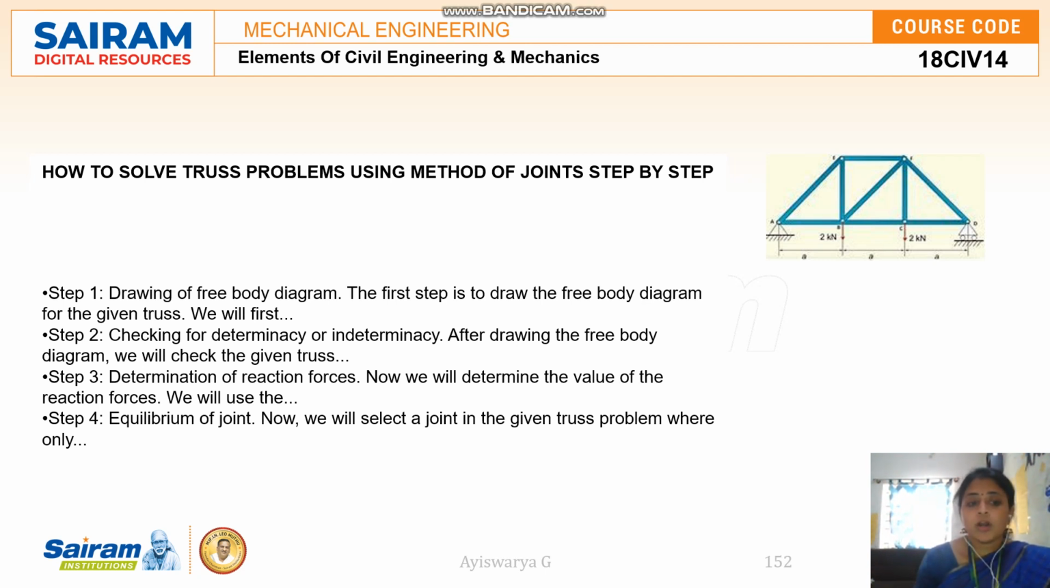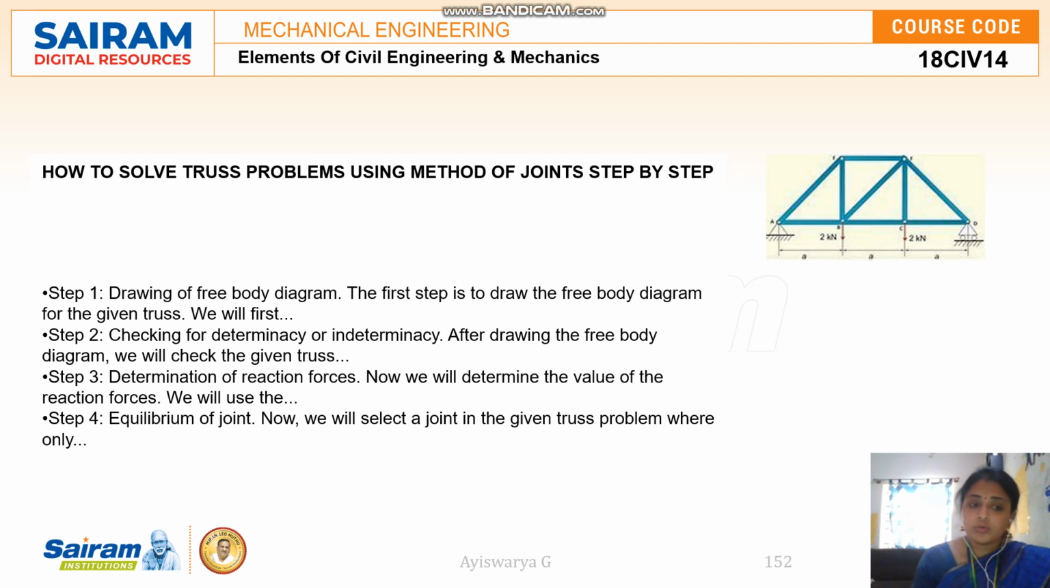In step number 1, you have to draw the FBD, that is the free body diagram, for the given truss. So we will first draw the FBD. If you take point A, there are two forces and one reaction, so three, sorry, four forces, that is horizontal and vertical forces. Likewise at point C, you can see only three forces, right? So you have to identify the joint and draw the required number of forces.